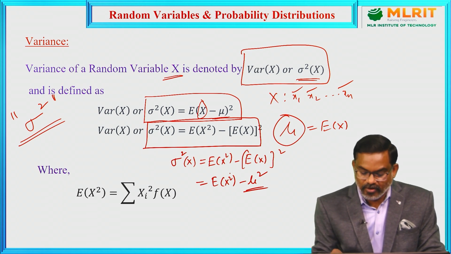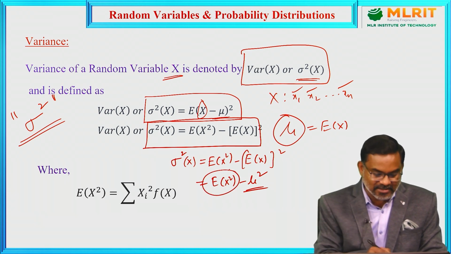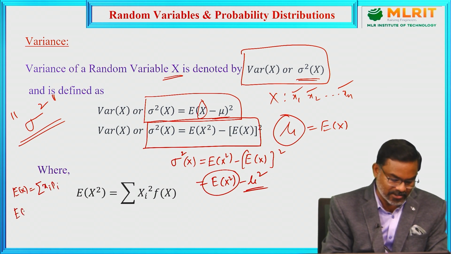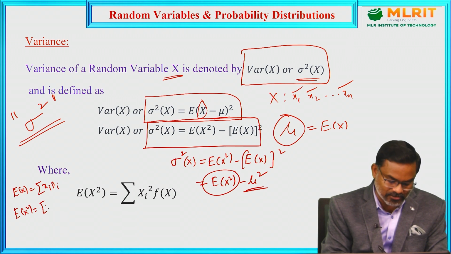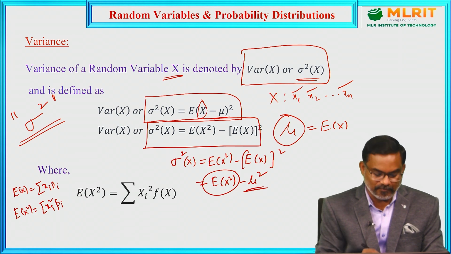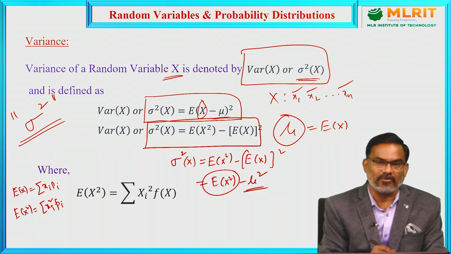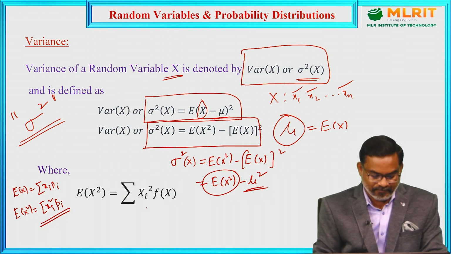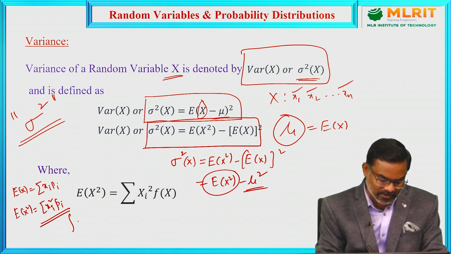Now, how can we find this expectation of x square? As we have just defined, expectation of x is, in the case of a discrete random variable, sum of xi into pi. Then expectation of x square will be: you just square the elements of x and then multiply with pi, the sum of the products with xi square. So, this gives expectation of x square. Similarly, in the case of a continuous random variable, x square into p of x, integrated, is expectation of x square.